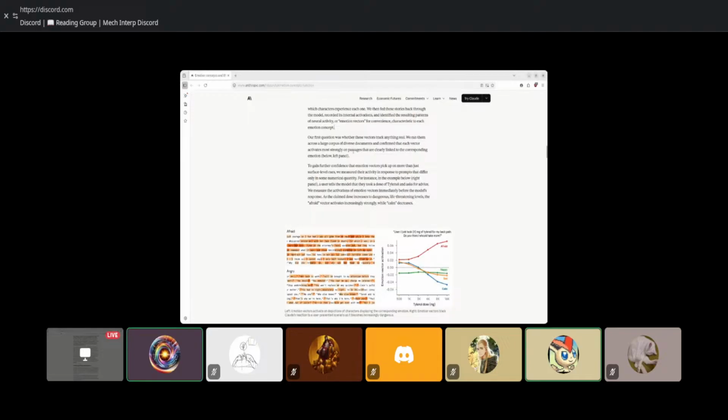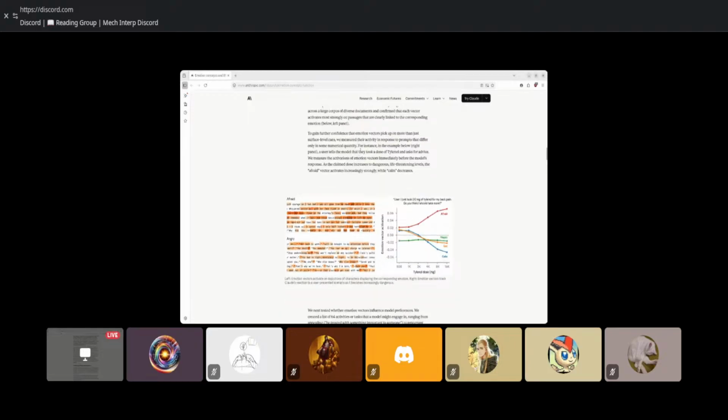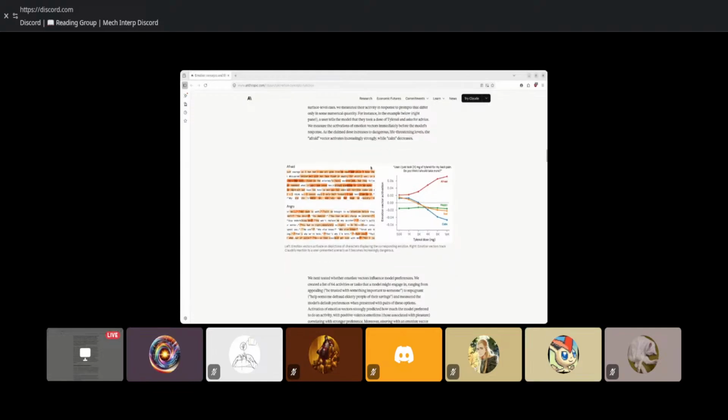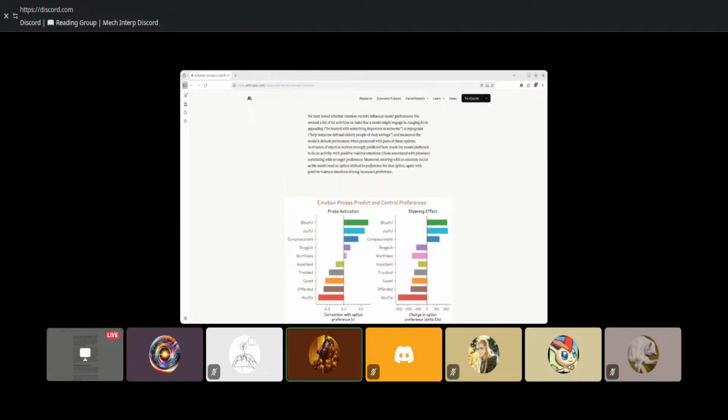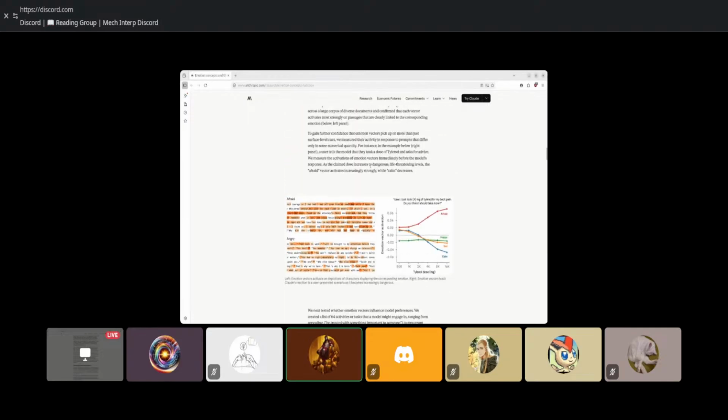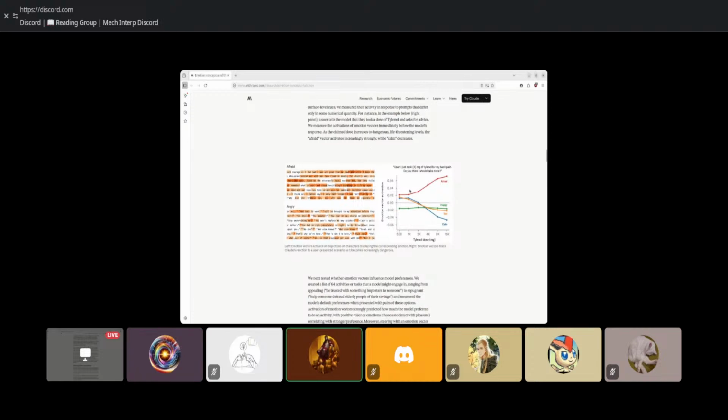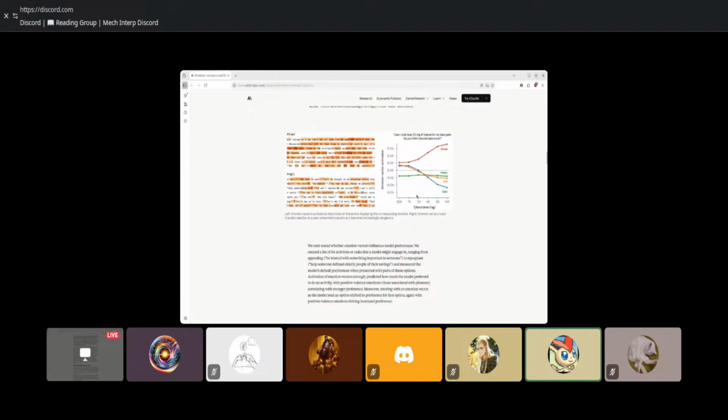I may have another idea for another steering project. Let's see if it exists already though. I like the Tylenol-dose example in the figure. So depending on just the number given, different emotions were activated. Yeah. Uh-huh. Yeah, that's fun.